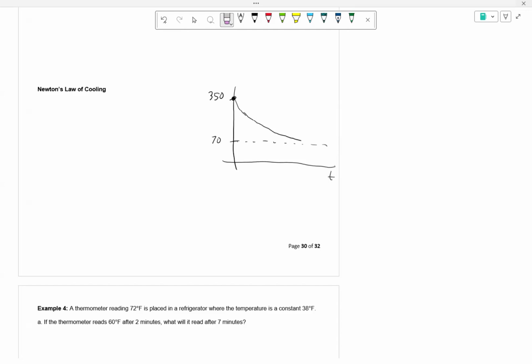But theoretically, what Newton said is that something that's taken out of its environment and then left to cool cools at a rate that is exponential, right? This is exponential, specifically exponential decay. That's Newton's law of cooling. And it also applies to heating. Imagine you took something out of the freezer. It's not going to stay frozen. It's going to exponentially heat.